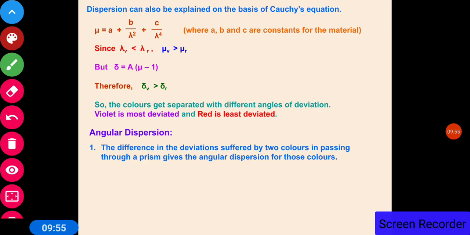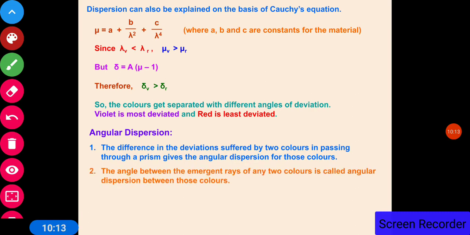The difference in the deviation suffered by the two colors in passing through a prism gives the angular dispersion for those colors. The angle between the emergent rays of any two colors is called the angular dispersion between these two colors, and it is the rate of change of angle of deviation with the wavelength.